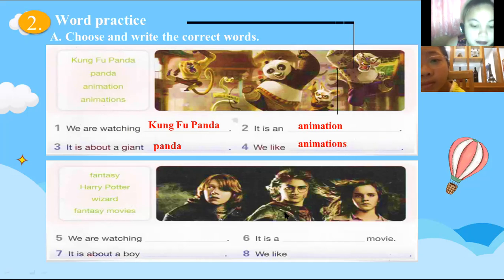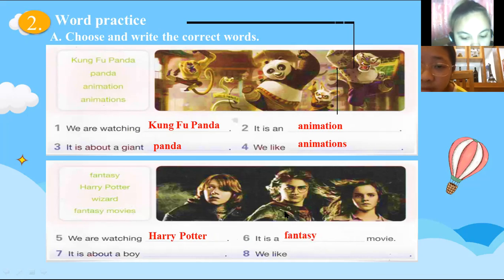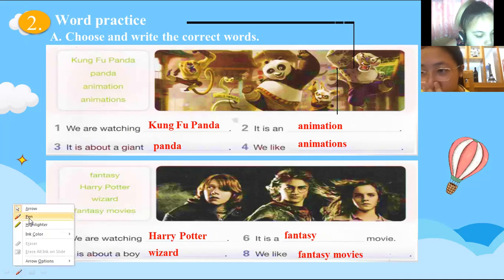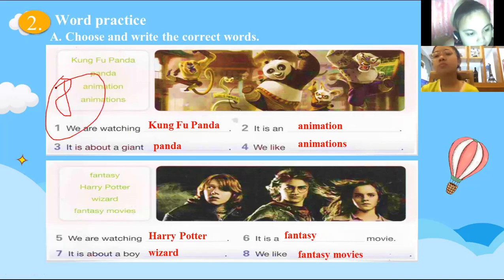Okay, very good. So number five, you're going to choose from fantasy, Harry Potter, wizard, and fantasy movies. Okay, start number five. We were watching Harry Potter. Okay, next one. This is fantasy movie. Yes, fantasy movie. Next, seven. This is about a boy wizard. Yes, wizard. Next. We like fantasy movies. Okay. So 8 points, very good.